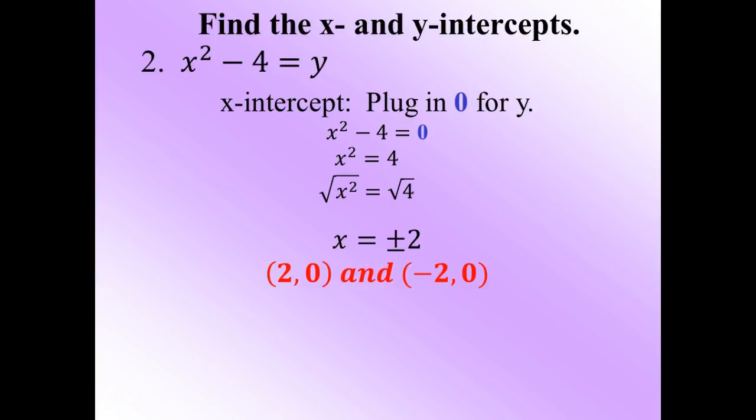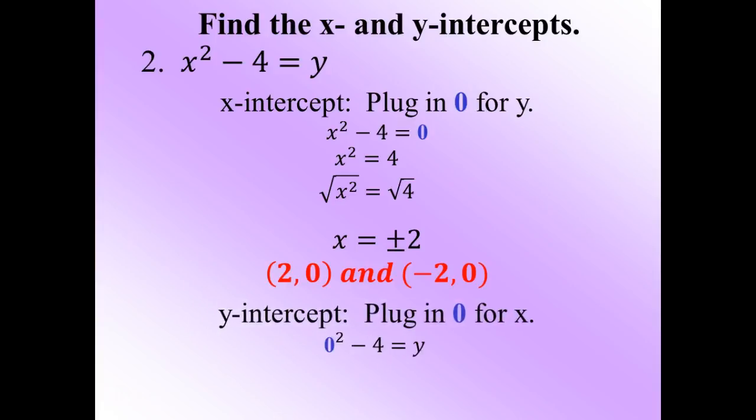To find the y-intercept, we're going to plug in 0 for x, and that gives us a really easy solution. Y is equal to -4, so we have a y-intercept at 0, -4. Now those are two examples that are pretty typical.